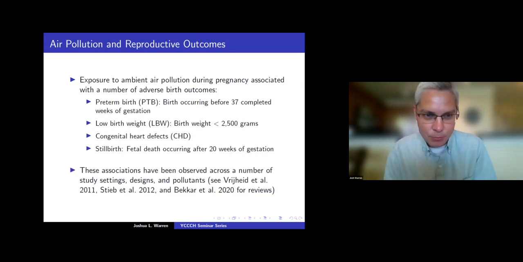I think most people here will know about air pollution and reproductive outcomes. There's a pretty substantial literature at this point that suggests exposure to ambient air pollution during pregnancy is associated with a number of adverse birth outcomes, including preterm birth, low birth weight, congenital heart defects, stillbirth, and others. These are some of the main ones. Stillbirth is a more recently emerging outcome of study. Traditionally, preterm birth and low birth weight have gotten a lot of attention. But these associations are stable, robust, and have been observed across a number of different study settings, designs, and pollutants, and there are a number of good review papers if you're interested in the epi literature on this topic.